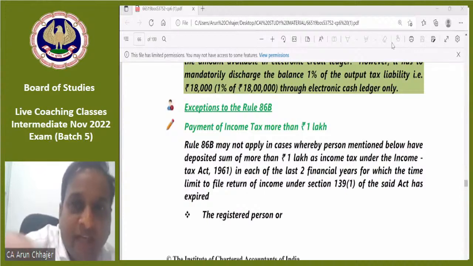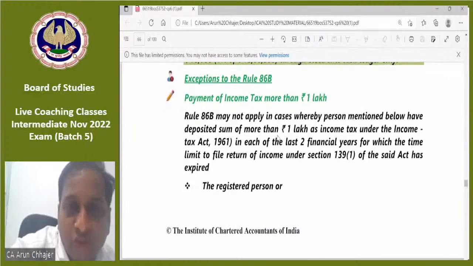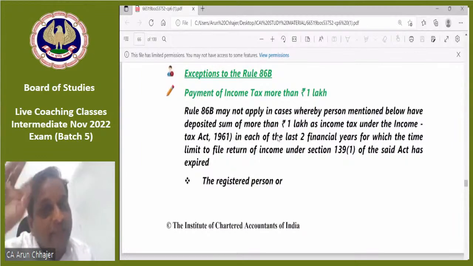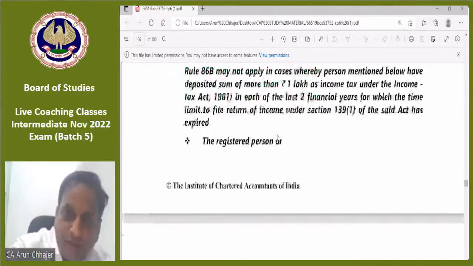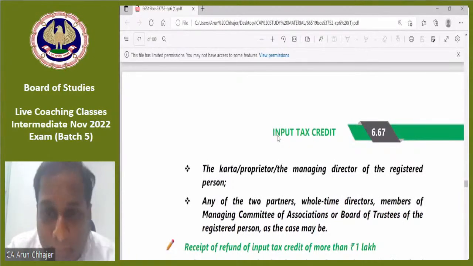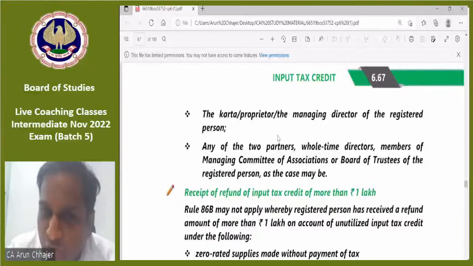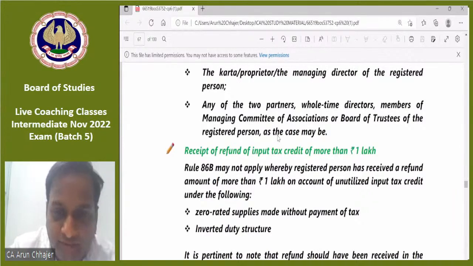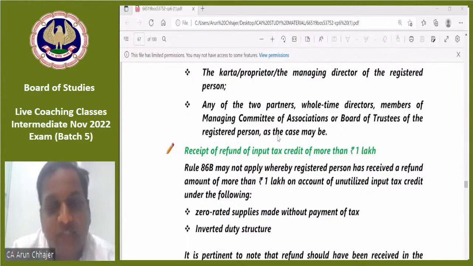If the following person has paid more than 1 lakh in the last 2 financial years. Which financial year? 2 financial years, but for which the time limit is expired. Registered person, Karta, proprietor, the managing director, any of the 2 persons, full-time director, member, etc. Fine? ITR of the assessment year is not expired in your example.